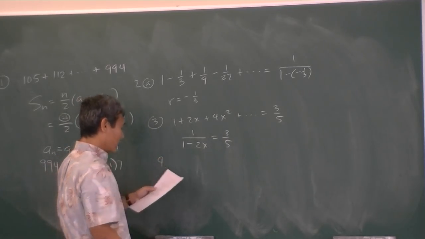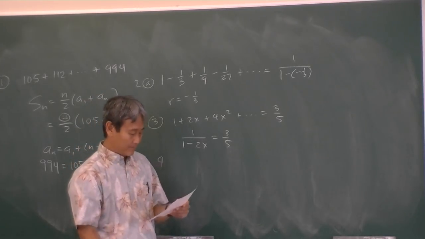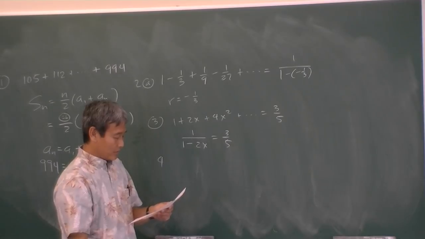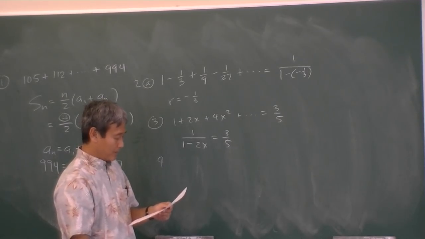Okay, number four. I'm going to do one of them. I'm not going to do all three. I will do one of them. And which one is it? You want me to do A, B, or C? B looks fine. Okay, let's do B.